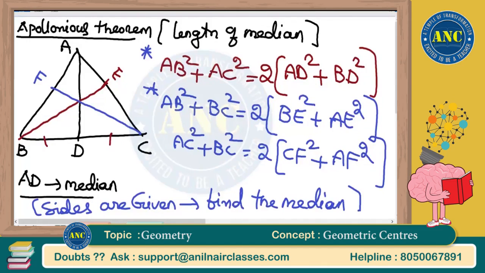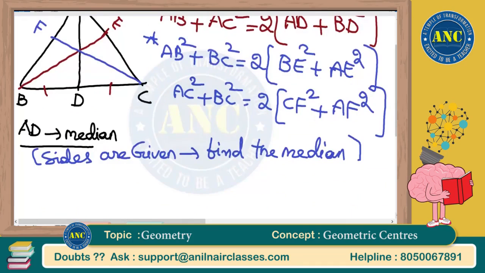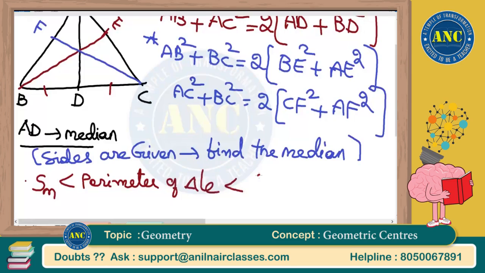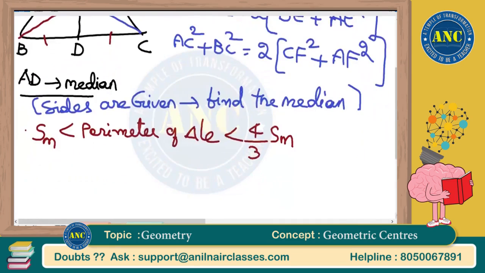Here there are two important conclusions. The first conclusion is the perimeter of a triangle. You take any triangle, the perimeter of a triangle always lies between the sum of the medians and 4/3 of the sum of the medians. Please make a note. By using this, you can solve a very tough question very easily.